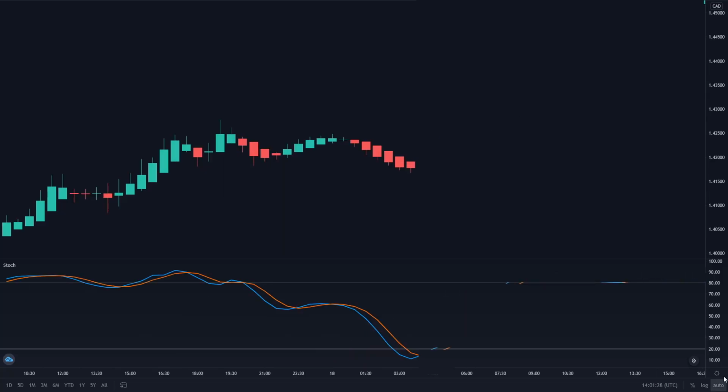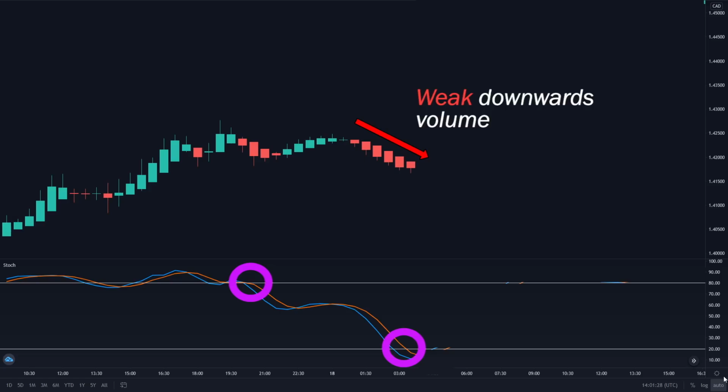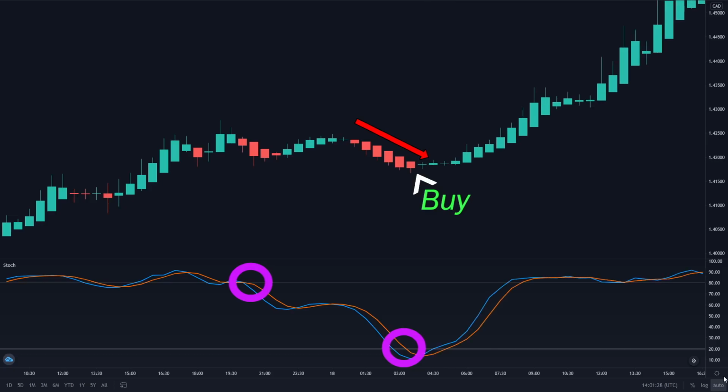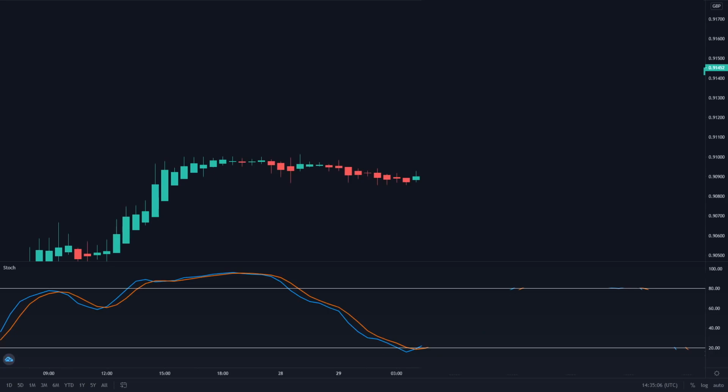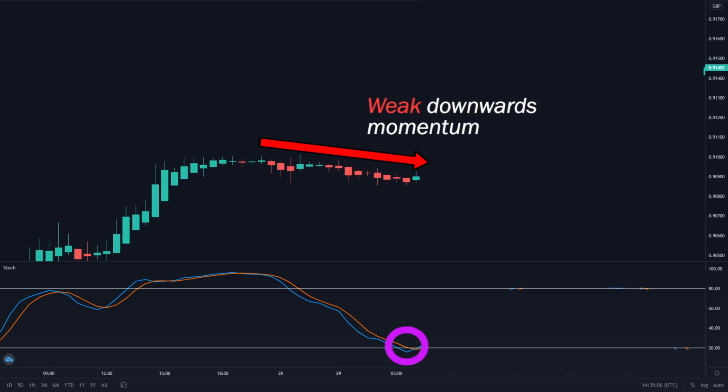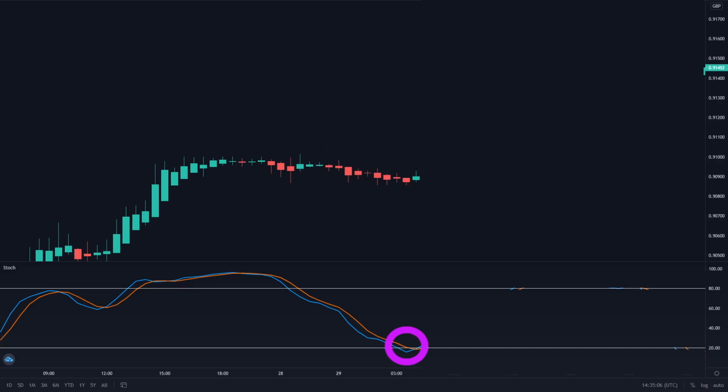Let's look at another example. Here we can see that the stochastics went from overbought to oversold levels, but in the process, the price hasn't yet moved significantly downwards, meaning that there's weak volume to the downside. This is also a good opportunity to take a buy position. Let's look at another example, shall we? Here, you can see the stochastics is at the oversold levels, yet the price hasn't yet established a strong downwards momentum. The volume to the downside is very little, therefore this will be a good buying opportunity.